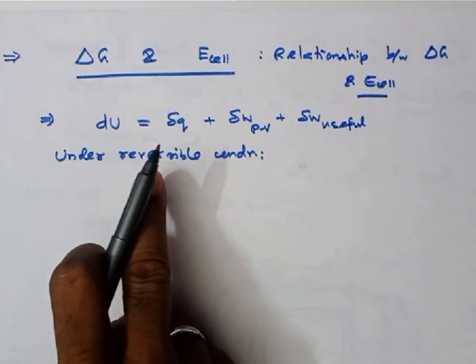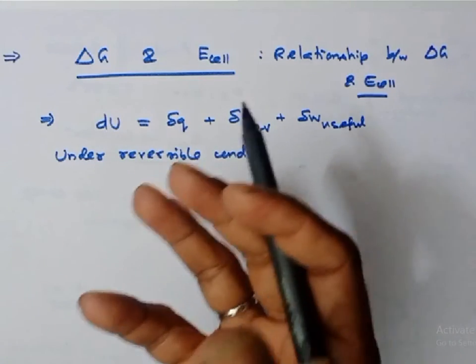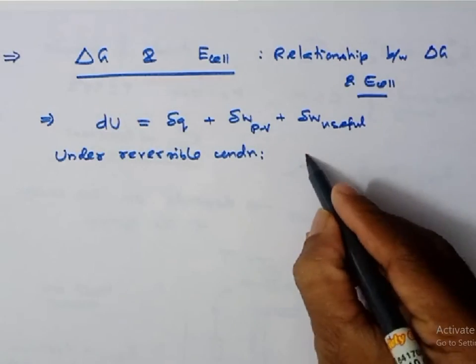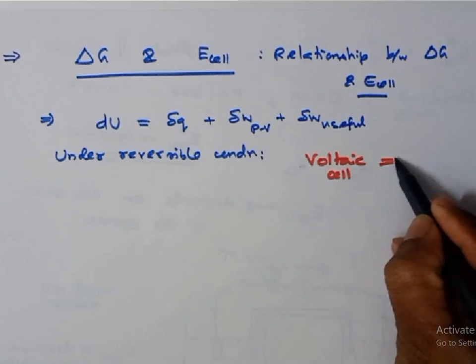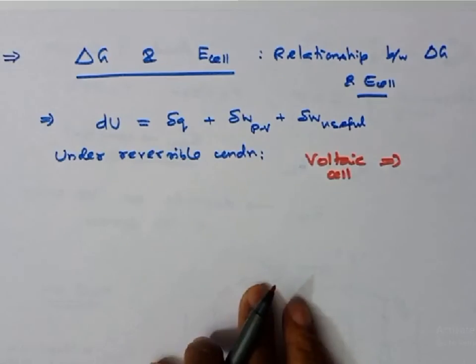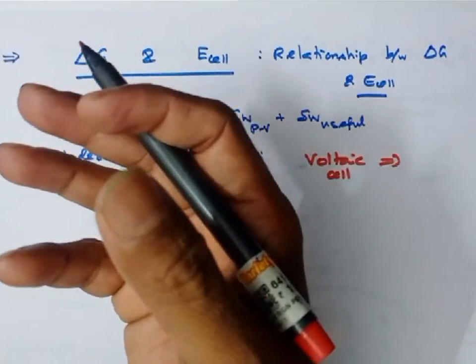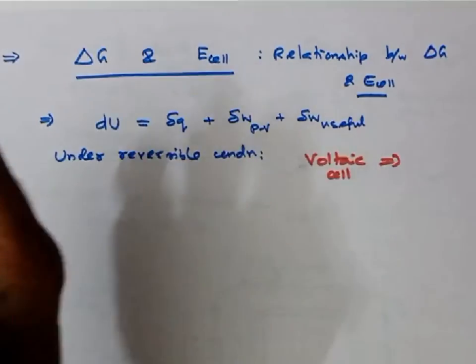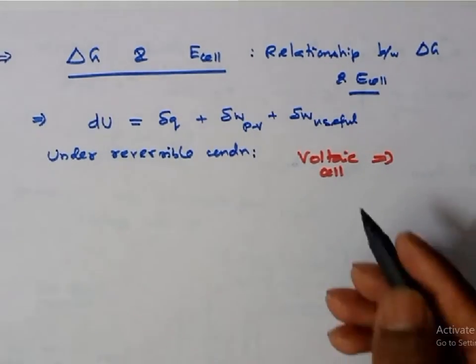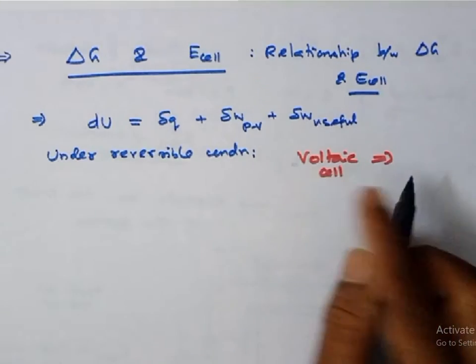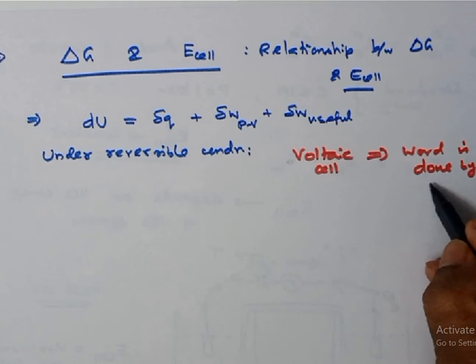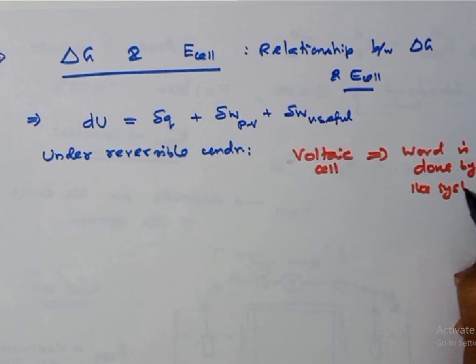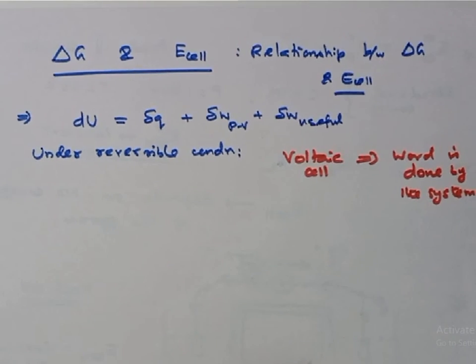Here we are talking about voltaic cells or galvanic cells. Voltaic cell, also called galvanic cell. In galvanic cell, work is done by the cell because we are utilizing the electrical energy to run a motor or to glow a light. So here work is done by the cell. In voltaic cell, work is done by the system. System means cell here. Work is done by the system. Keep this in mind.